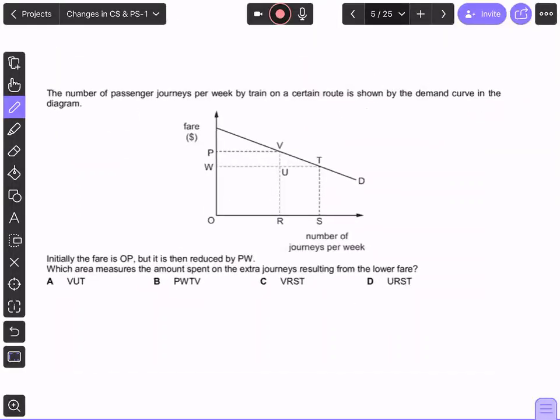The number of passenger journeys per week by train on a certain route is shown by the demand curve in the diagram. Initially, the fare was OP, but it is then reduced by PW. Now, OW is the new price. Which area measures the amount spent on the extra journeys resulting from the lower fares? So now what is the amount spent on extra journeys?